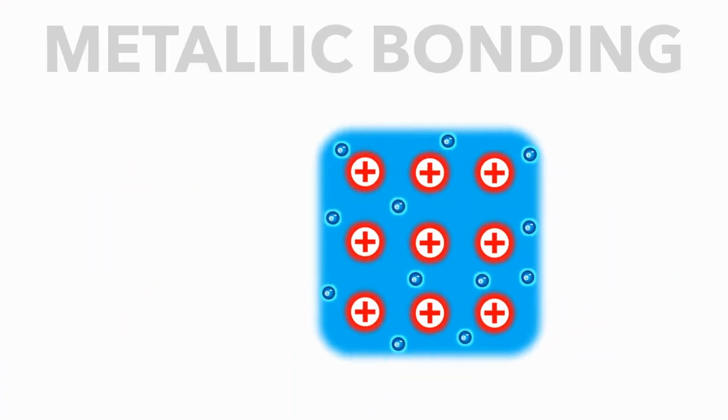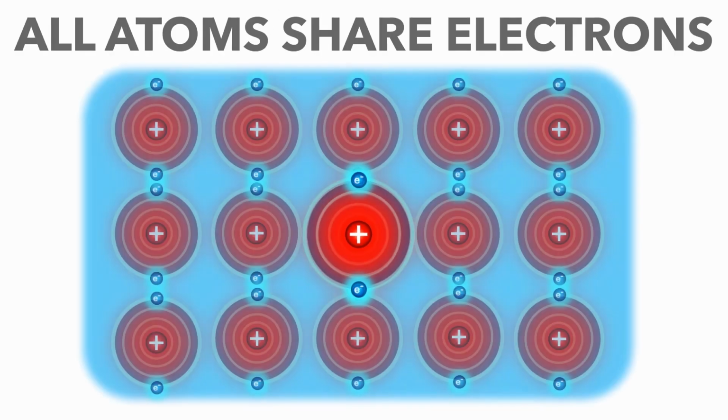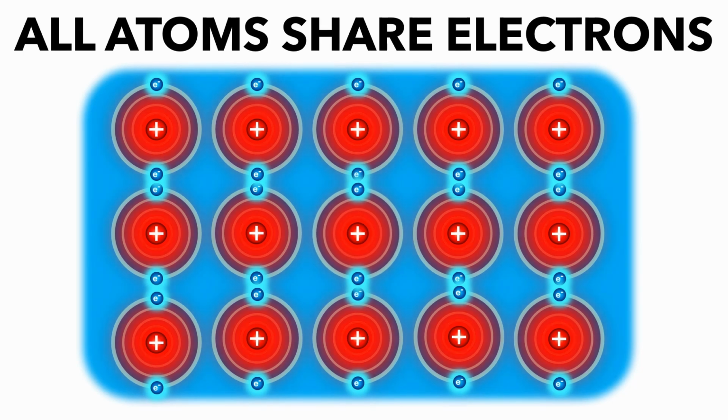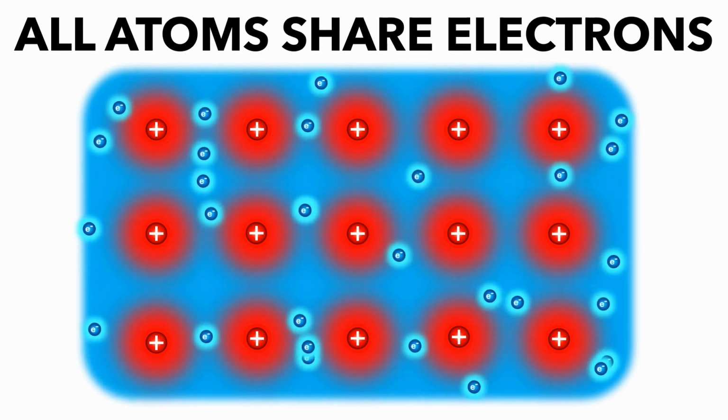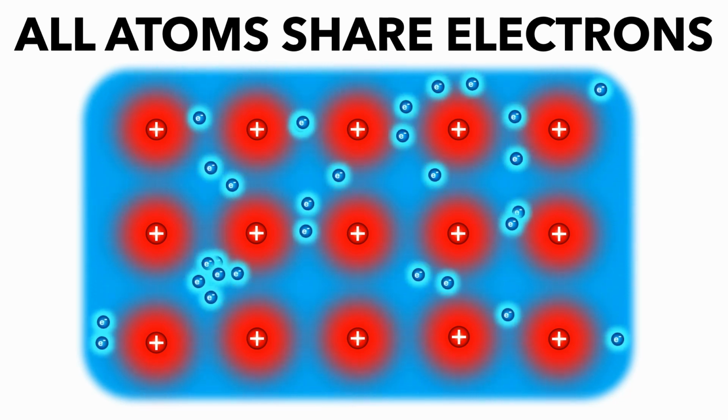And finally, we have metallic bonding between metal atoms such as iron. Iron has 2 electrons on its outer shell, but metal atoms work as a group and share their electrons between them. The electrons form a sea of delocalized electrons, which are free to roam throughout the giant lattice.